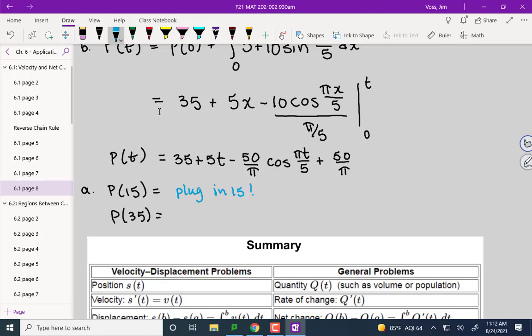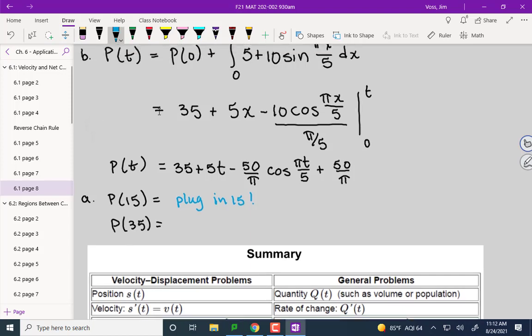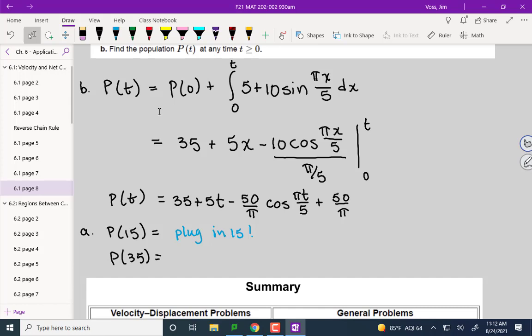Real quick, where'd you get plus 50 over pi? That pi, that right there, yeah. So here is the antiderivative of all this. We plug in the t first, so that gave us all of this. That's when we plug in t. This is when we plug in 0. So plugging in 0 here, 5 times 0 is 0. Plugging in 0 here, cosine of 0 is 1. 10 divided by this, we flip and get a 50 over pi, and it's subtracted. We subtract off the lower limit evaluation, so it's minus to minus, which makes it a plus. Okay.